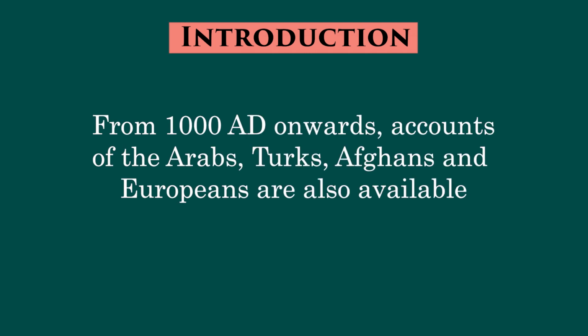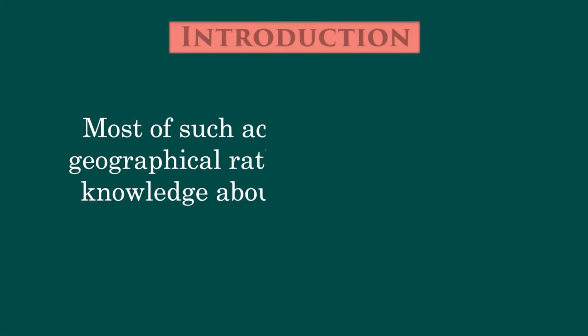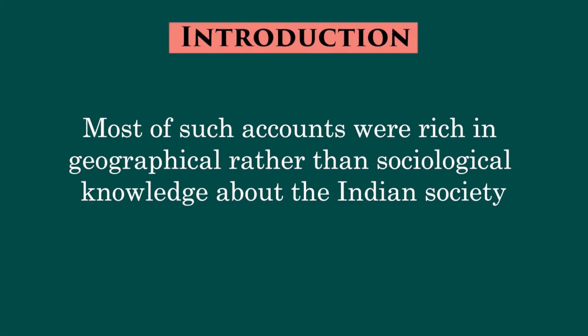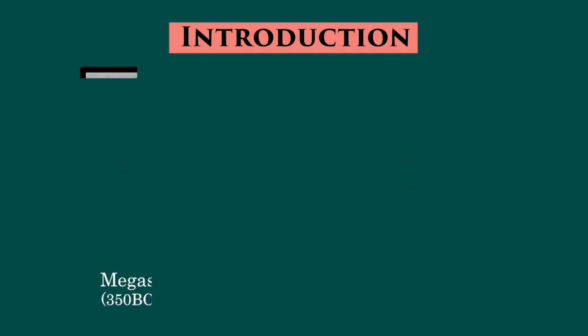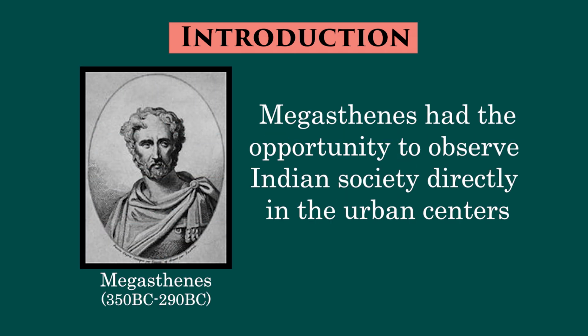From 1000 AD onwards, we also had accounts of Arab travelers, the Turks, the Afghans and the Europeans, which are also available as a source of study on India. Most of these accounts were rich geographically, and they had certain sociological details as well regarding Indian society. For example, if one were to look at Megasthenes' account, he observed the Indian society and the structure of the Indian society in the urban centers.